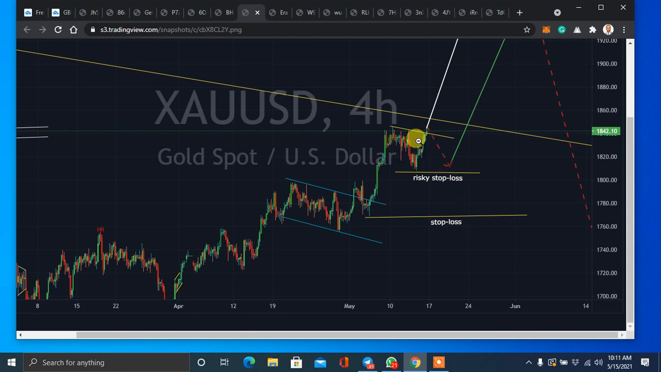So the best thing to do, if your capital is small, you might not trade gold now because gold carries high volume, or maybe you wait for a proper break of this channel and trade. Then your stop loss will even be somewhere here. But it's a very good trade.